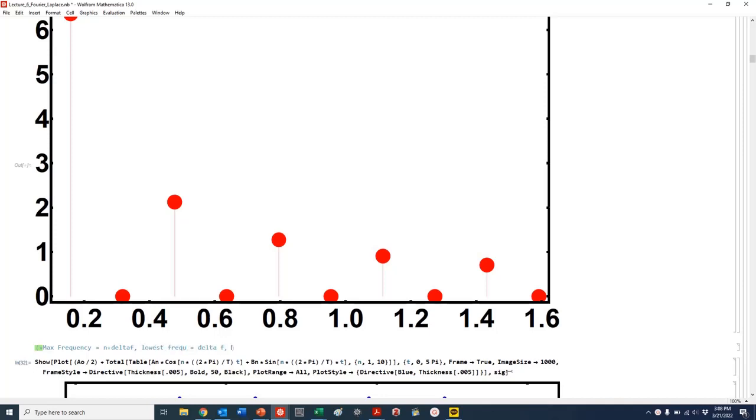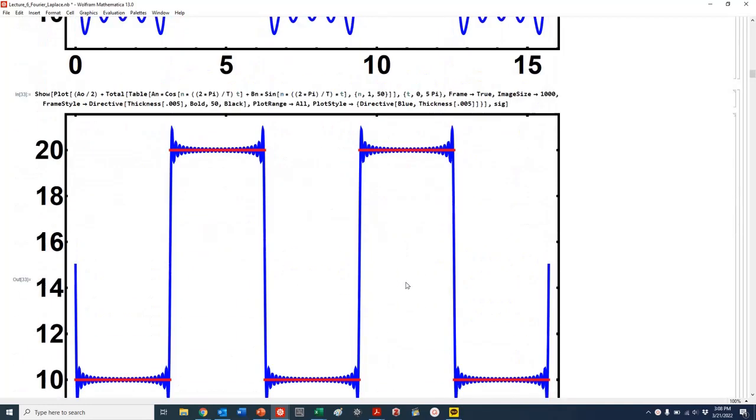And then finally, our dominant frequency will be the one with the highest amplitude. So here we clearly see it is the first, or our fundamental frequency.